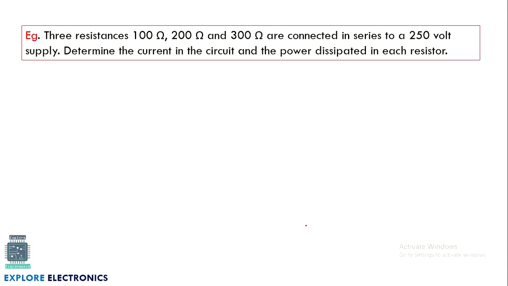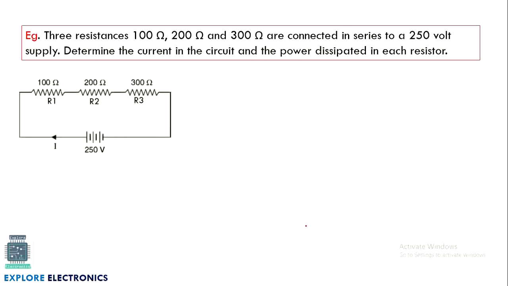The three resistances, that is 100 ohm, 200 ohm and 300 ohm, are connected in series to a 250 volt supply. Determine the current in the circuit and power dissipated in each resistor. Here they are asked to calculate the power dissipation also in each resistor, and also we need to determine the current. So the circuit, if they have not given the circuit, you are supposed to write the circuit. So 100 ohm, 200 ohm, 300 ohm are given in the question.